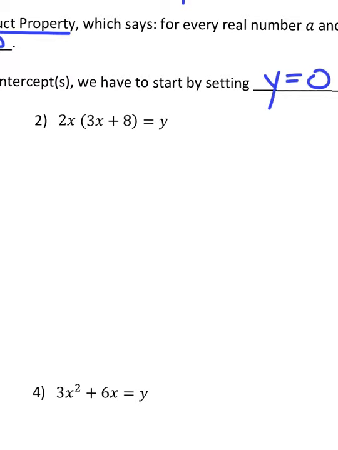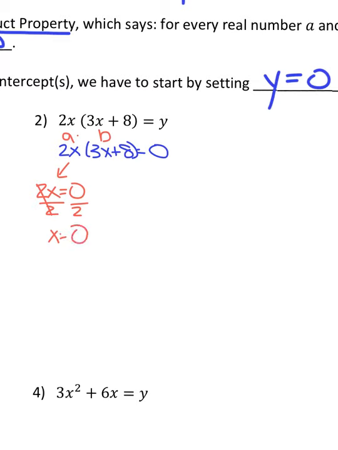So here we are. This is already factored, right? So first thing we do is rewrite it with y equal to 0. So 2x times 3x plus 8 equals 0, right? This is already factored form. Factor 1 is 2x, factor 2 is 3x plus 8, right? So now we do the a times b. We're going to set the a equal to 0 and solve for x. So 2x equals 0, divide both sides by 2, x equals 0.